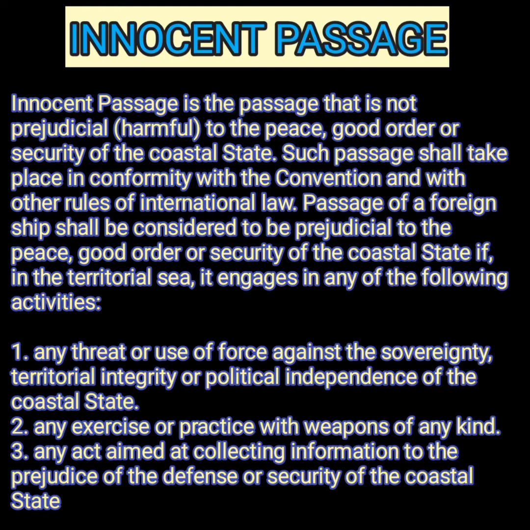Passage of a foreign ship shall be considered to be prejudicial to the peace, good order or security of the coastal state if in the territorial sea it engages in any of the following activities. And there are 12 points which cover all this, and it can be categorized into 3 broad categories. So if someone comes to a coastal state and messes with their defense system, or with their rules and regulations, or the environment of the coastal state, then that is considered not innocent.